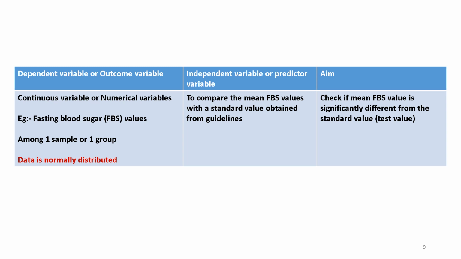Okay. Check if the mean fasting blood sugar value is significantly different from the standard value or test value. In that case, you can apply one sample t-test. Because data is normally distributed, we have to choose a parametric test. Parametric test here is one sample t-test. If data is not normally distributed, you have to choose the Wilcoxon signed rank test for one sample. Okay, that is a non-parametric alternative of one sample t-test.